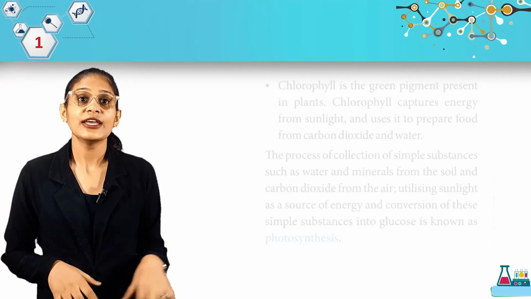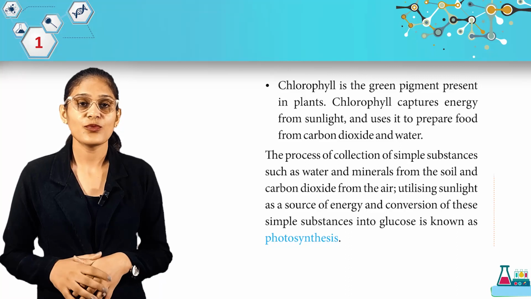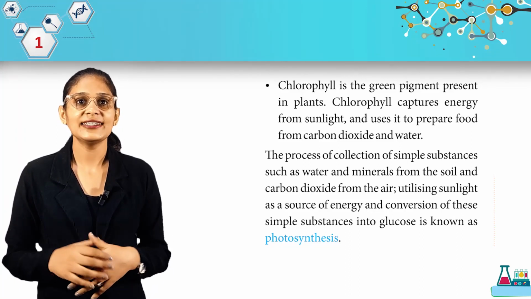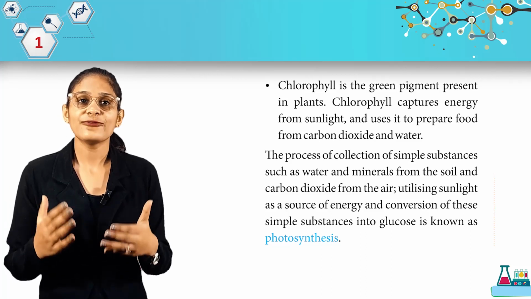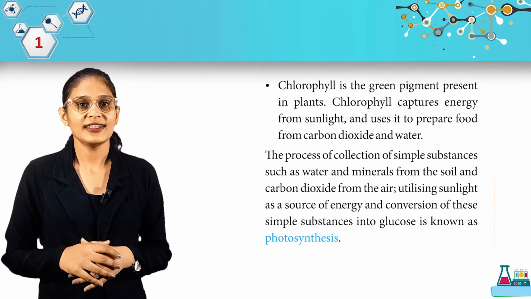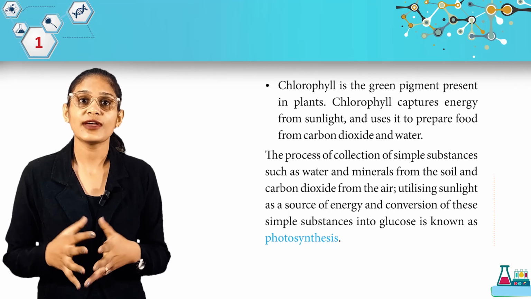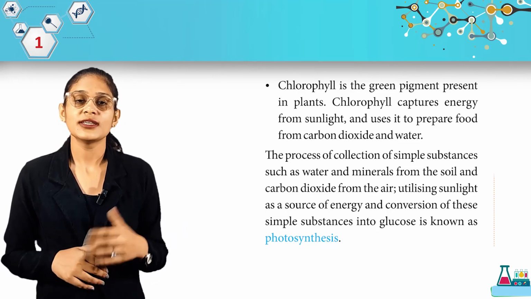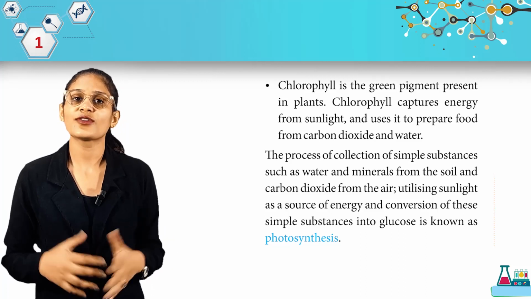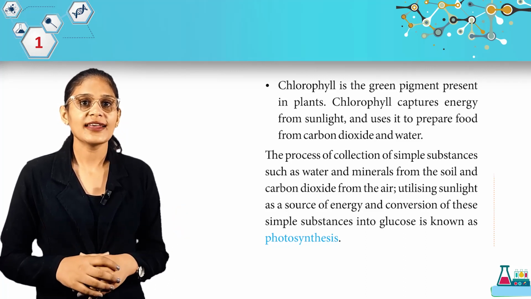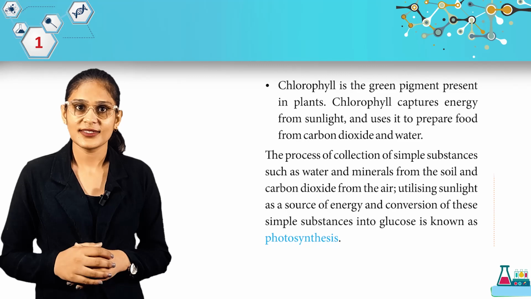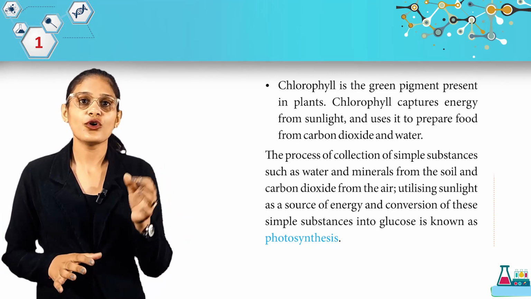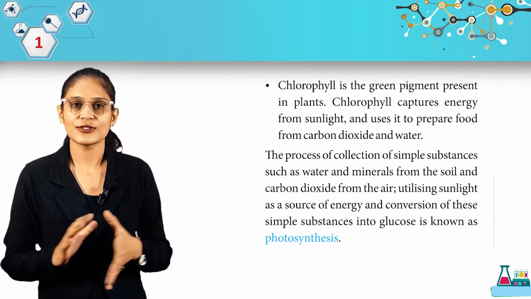Come to the next. Chlorophyll is the green pigment present in plants. Chlorophyll captures energy from sunlight and uses it to prepare food from carbon dioxide and water. The process of collecting simple substances such as water and minerals from the soil and carbon dioxide from the air, utilizing sunlight as a source of energy, and conversion of these simple substances into glucose is known as photosynthesis.